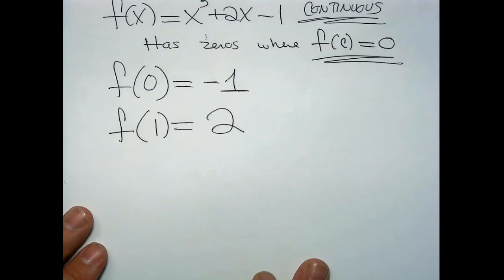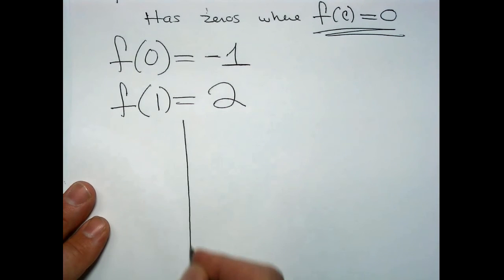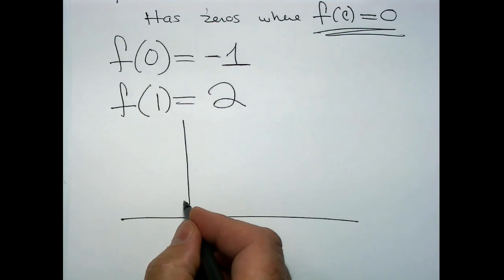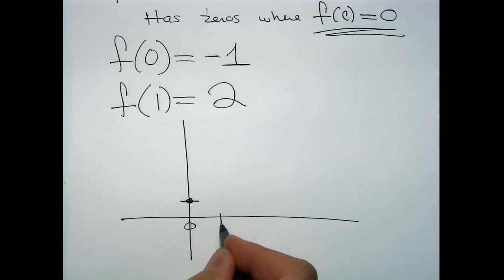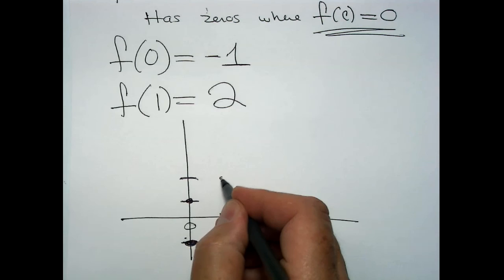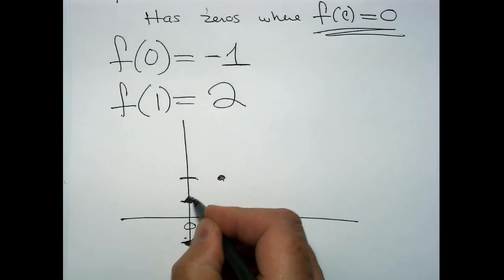So where's the implication here? The implication is at x equals 0, the y value is negative 1. Let's place that right here. At x equals 1, I'm sorry, my apologies, it goes here. At x equals 1, the y value is up here at 2. So forget that point right there.